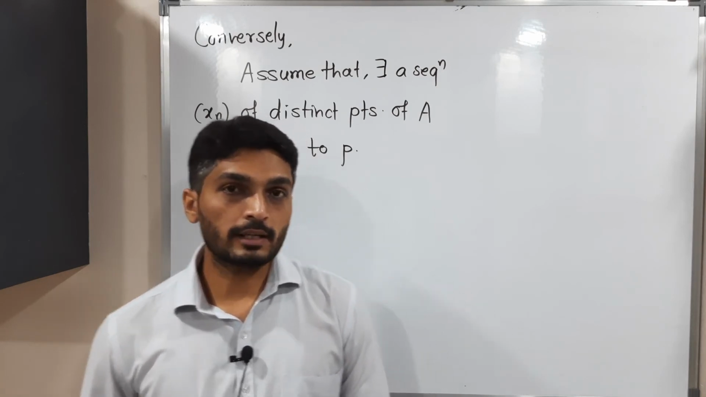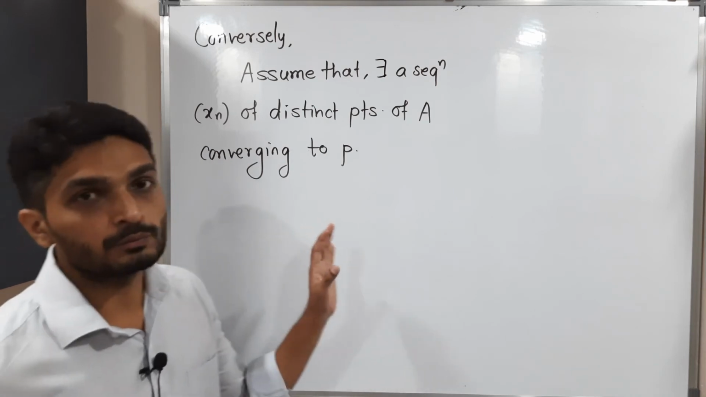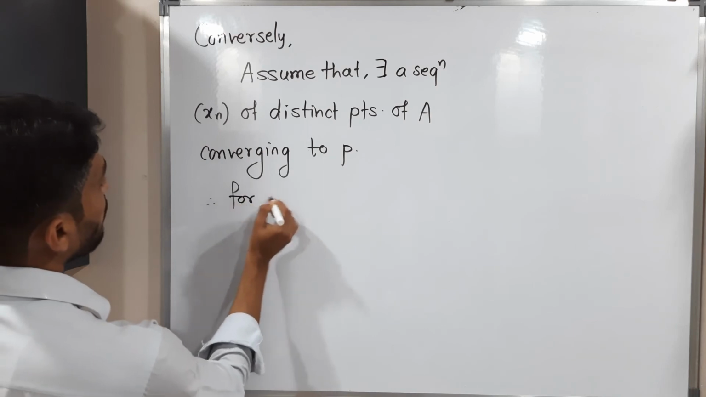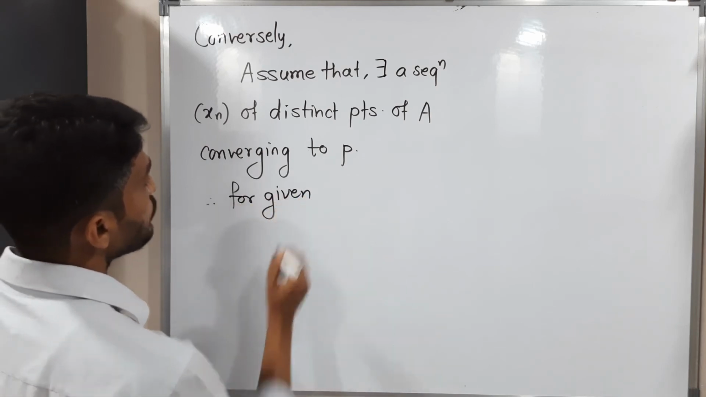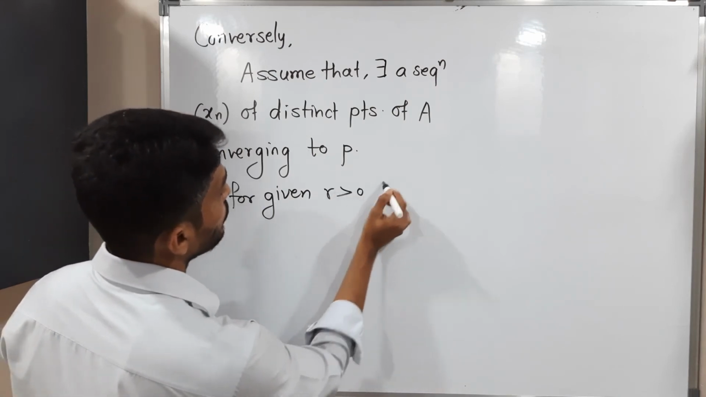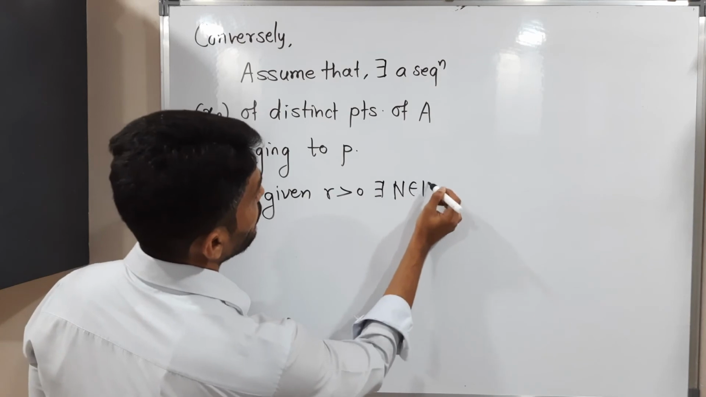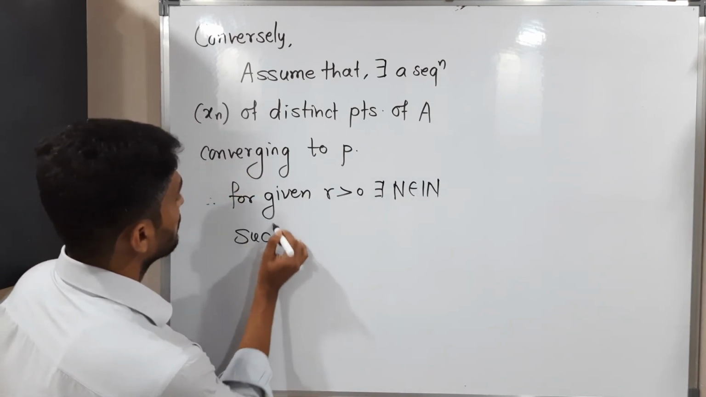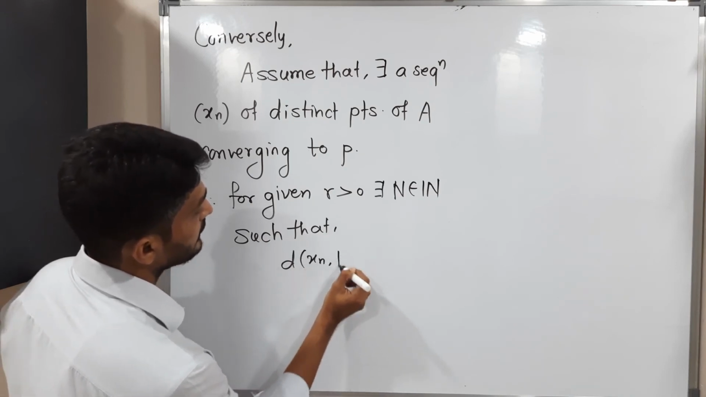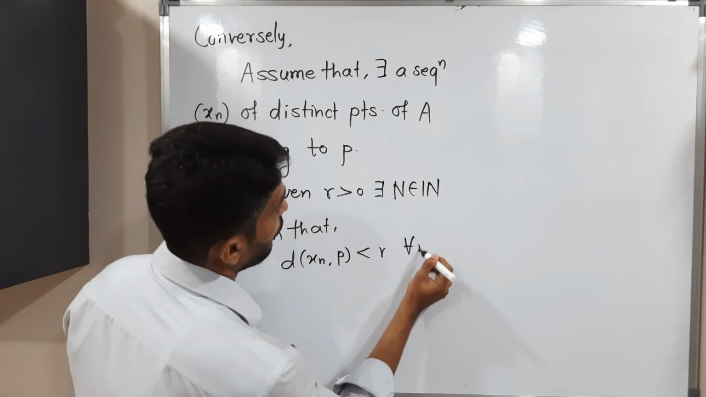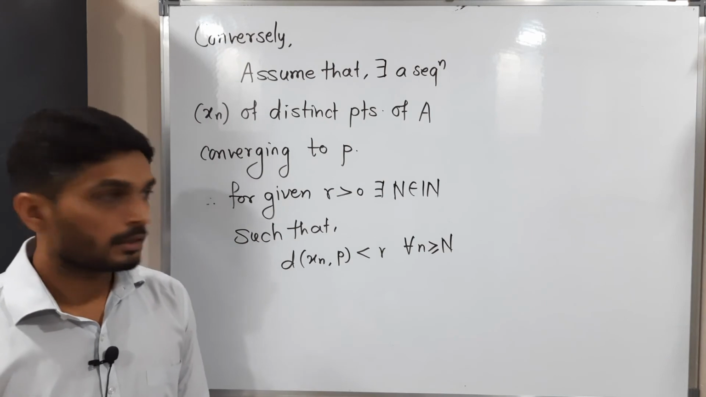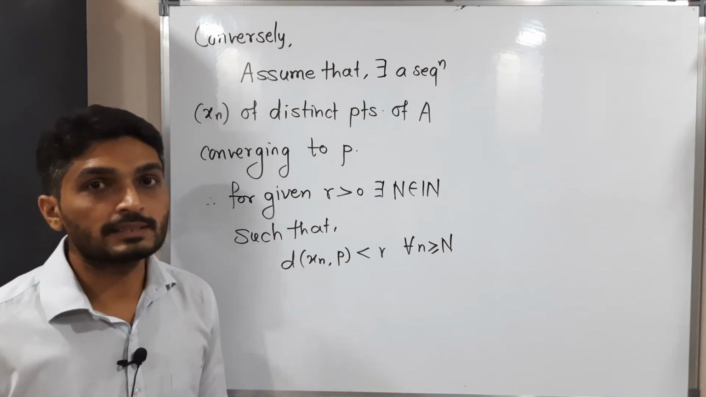Let us start with the definition. Since xn converges to P, for a given epsilon greater than 0, instead of epsilon I will take r, given r greater than 0, there exists a natural number capital N such that, as we are familiar with the definition of a convergent sequence, d of xn, p is less than r for all n greater than or equal to capital N. Instead of epsilon I have taken r. So the distance of xn from p is less than r.